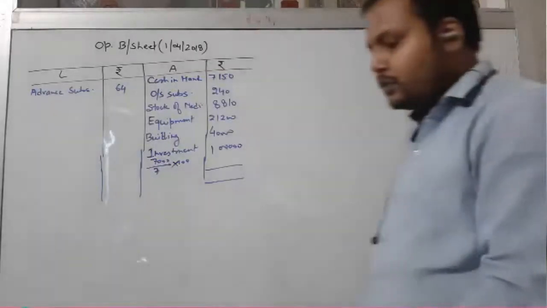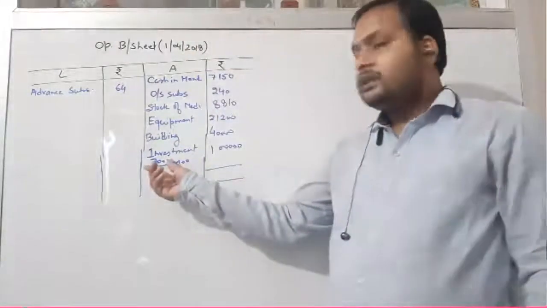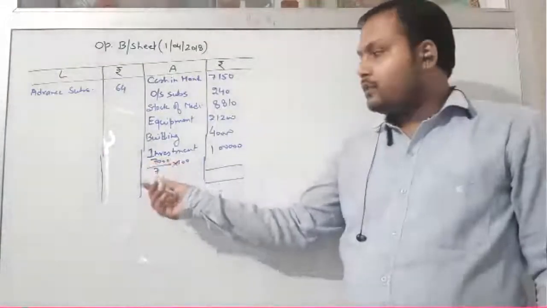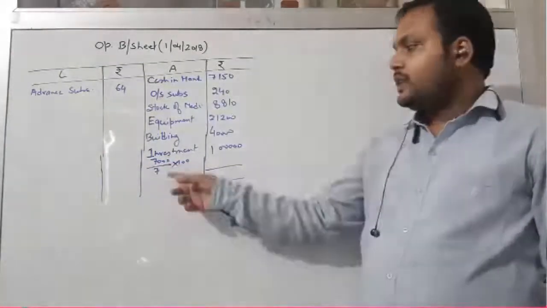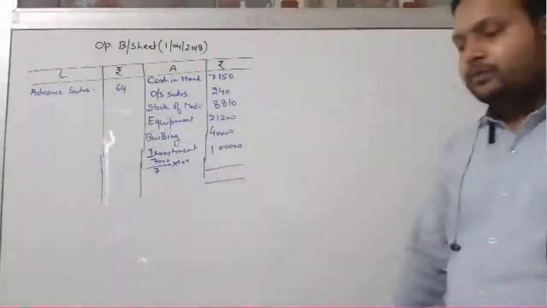Okay. So your investment value कैसे कैलकुलेट हुई? The 7,000 is the interest received from the investment at the 7% rate of interest. So that's why 7,000 will be divided by 7 multiplied by 100. So the opening investment value is 1 lakh.